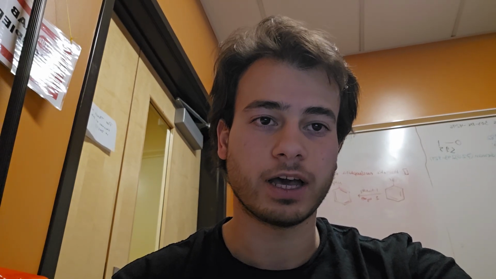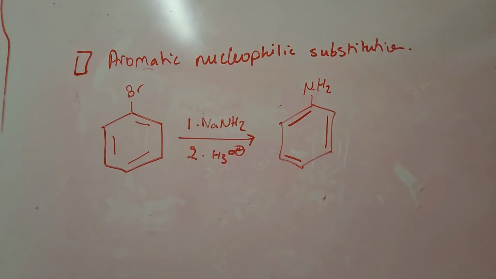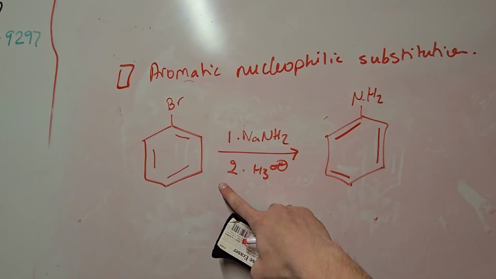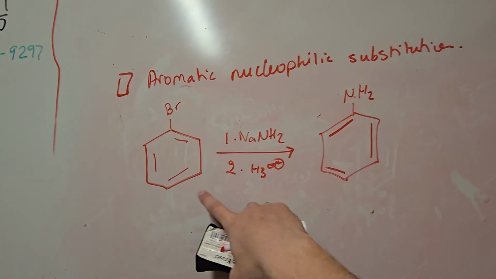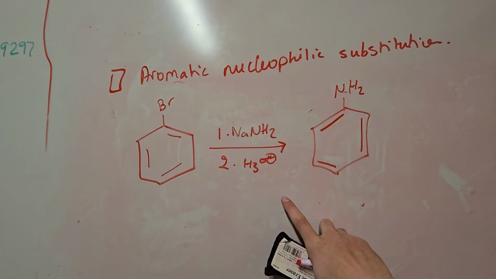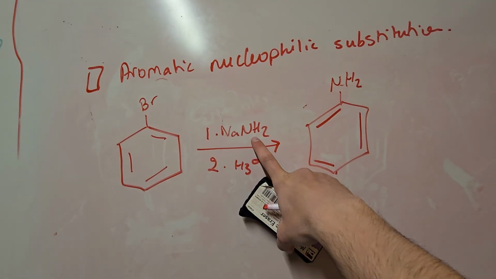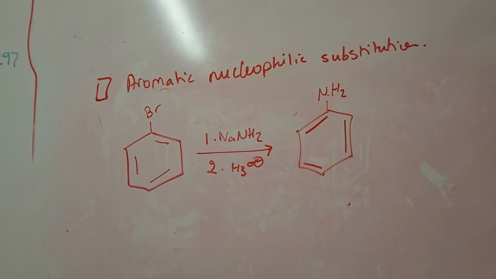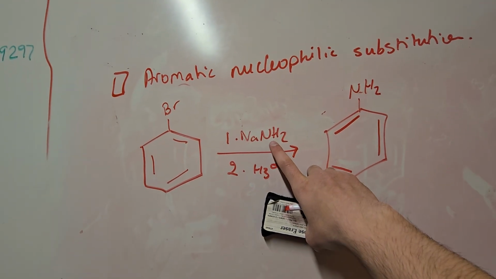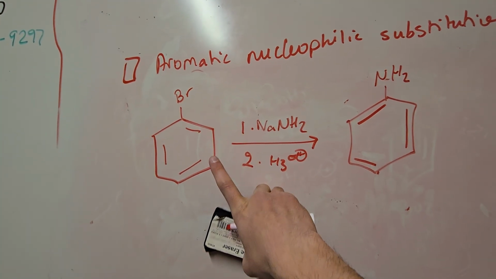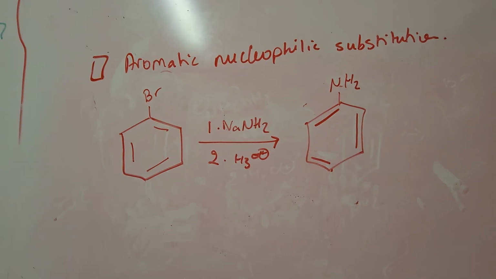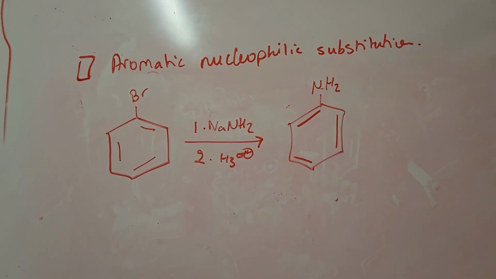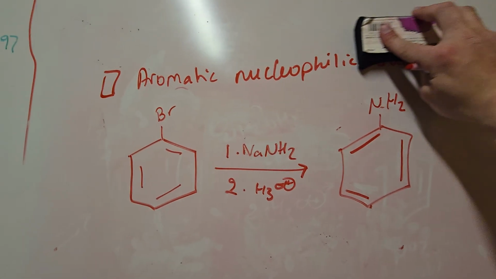Hello, this video will go over the elimination-addition reaction mechanism. As stated previously, in order to drive a substitution reaction on a benzene ring forcefully without an electron withdrawing group and without high temperature, we need to use a strong reagent like NaNH2. However, the NaNH2 reaction with this benzene ring and the bromine does not proceed through the regular aromatic nucleophilic substitution where we have a Meisenheimer complex. It proceeds through something called elimination-addition.